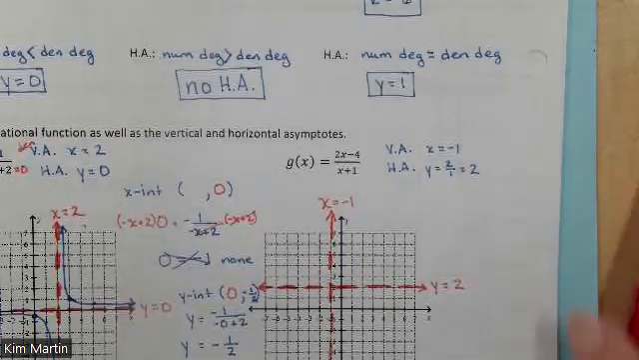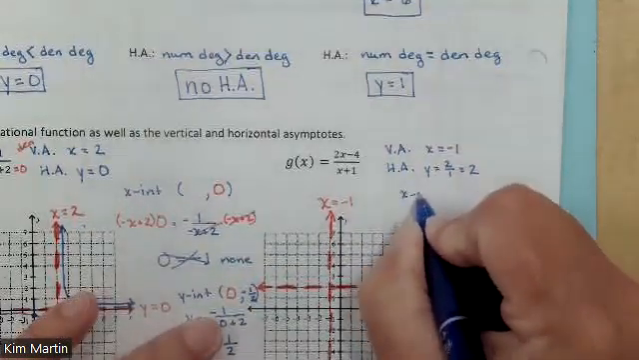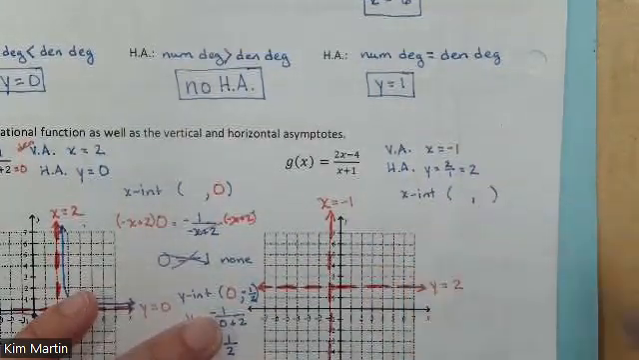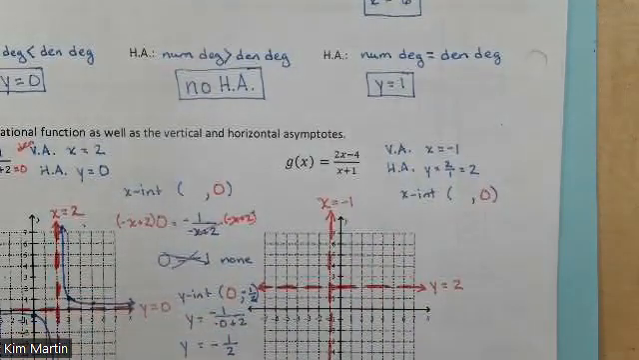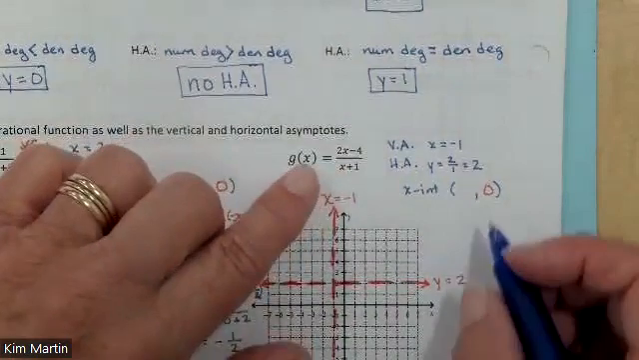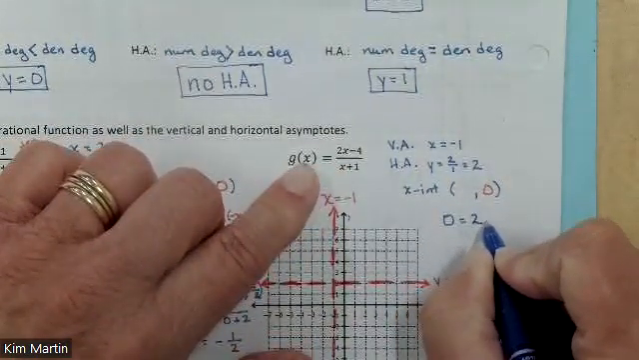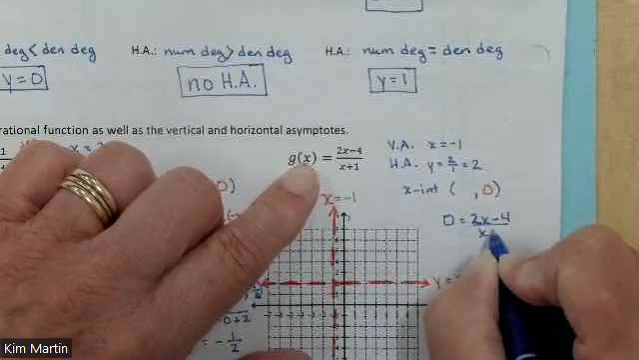All right. The two other things that I think are important are x and y intercepts. Well, we know how to find the x-intercept. You plug 0 in for y, because I need a value at x. Pretty much how it goes. All right. So I have 0 equals 2x minus 4 over x plus 1.